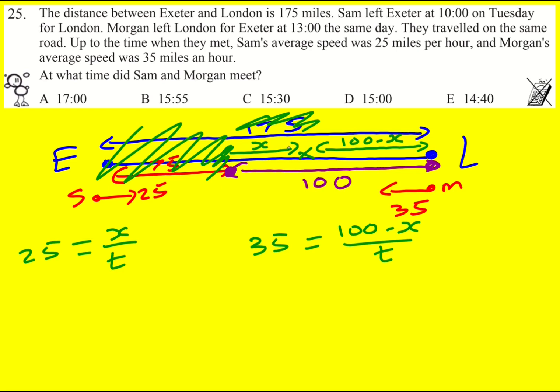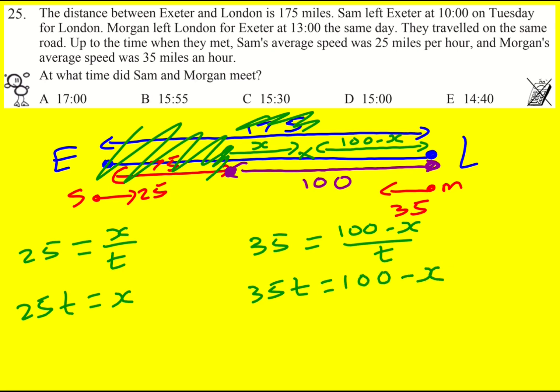So let's just say that Sam moves X miles and Morgan then moves 100 minus X, the remaining amount. Set up these two equations. So speed is distance over time, 25 is X over T. Similar over here, we've got two equations, two unknowns. This is good. So I can write down 25T is equal to X. And over here, I can write 35T is equal to 100 minus X.